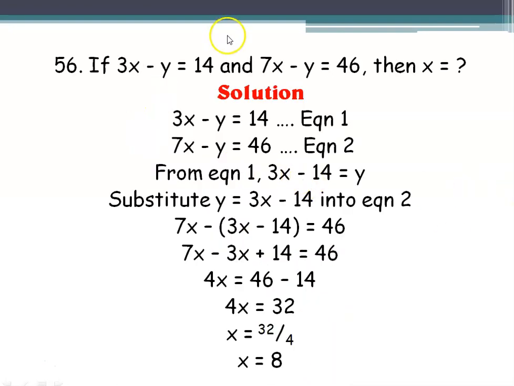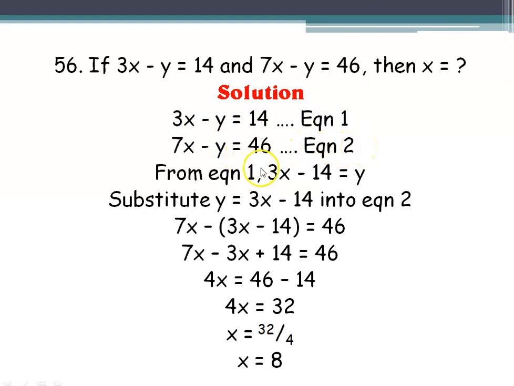Question 56. If 3x minus y is equals to 14 and 7x minus y is equals to 46, then x is equals to what? We are looking for x. So let me call this equation 1. 3x minus y is equals to 14, equation 1. And then 7x minus y is equals to 46, equation 2.